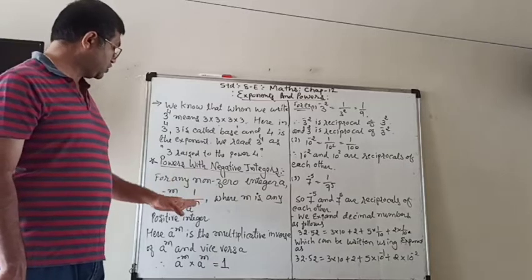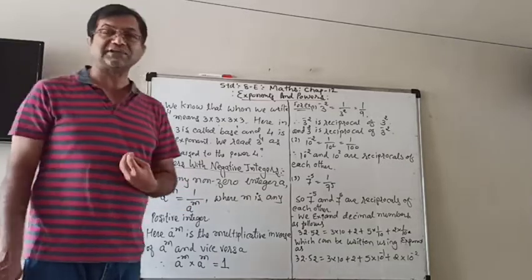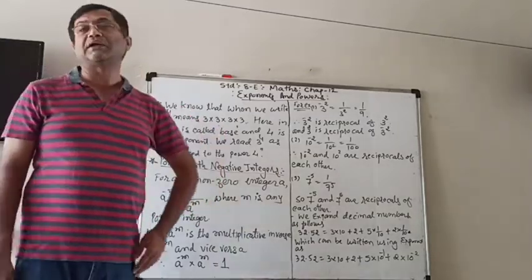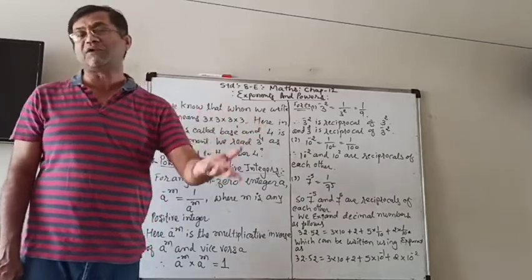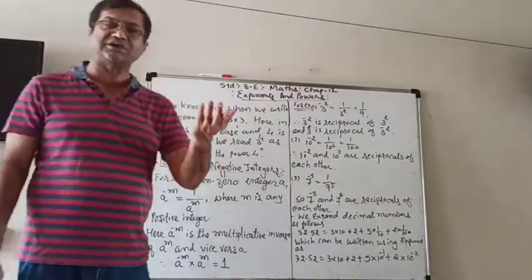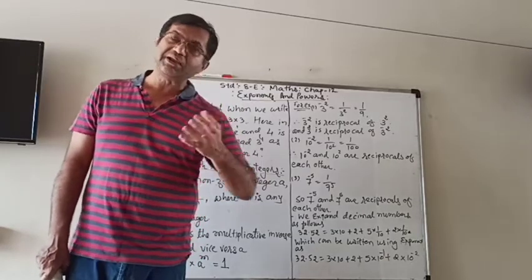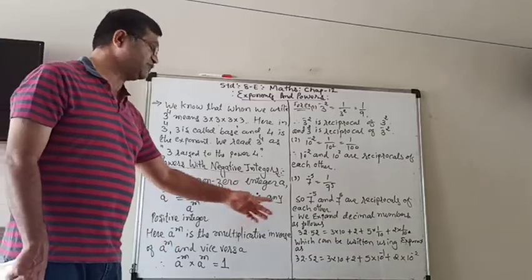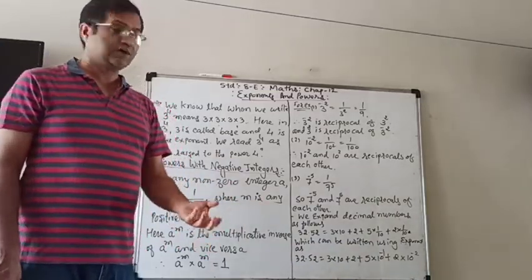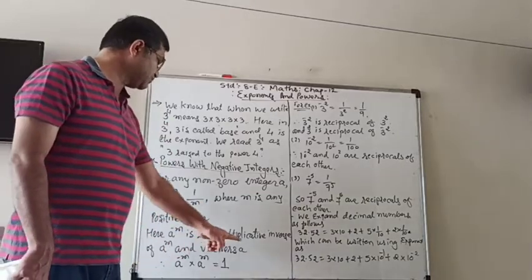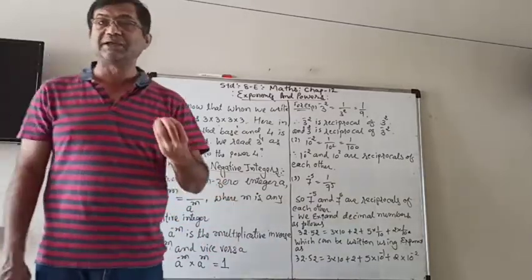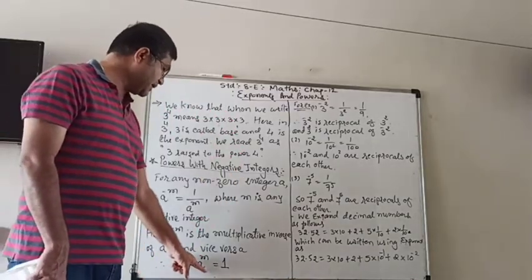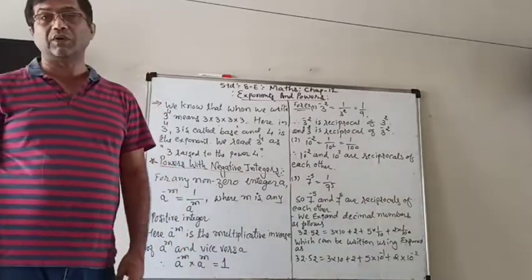As I told you, a raised to minus m is the reciprocal of a raised to m, because it is written as 1 upon a raised to m. We know that the reciprocal of 5 is 1 upon 5, the reciprocal of 7 is 1 upon 7, and vice versa. Similarly, a raised to minus m is the multiplicative inverse, meaning reciprocal, of a raised to m and vice versa. It means that their multiplication will be 1. So a raised to minus m multiplied by a raised to m is equal to 1.